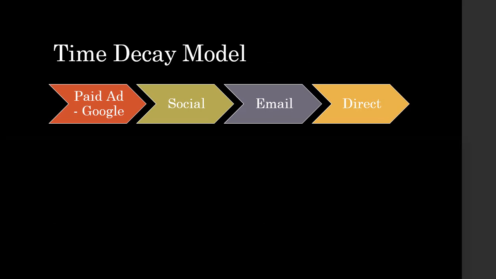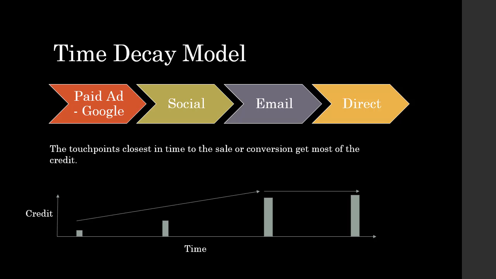In time decay model, the touch points closest in time to the sale or conversion get most of the credit. So email and direct in our example, which occurred on the same day, will get equal credit and most of the credit, while social and paid Google ads will get smaller and smaller credit.